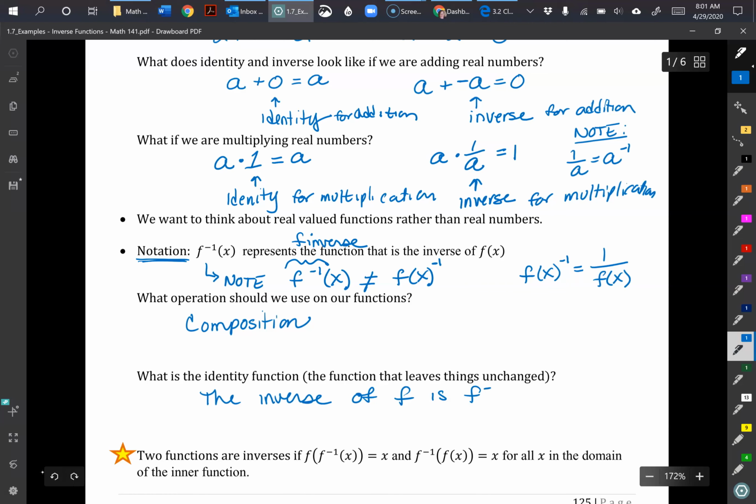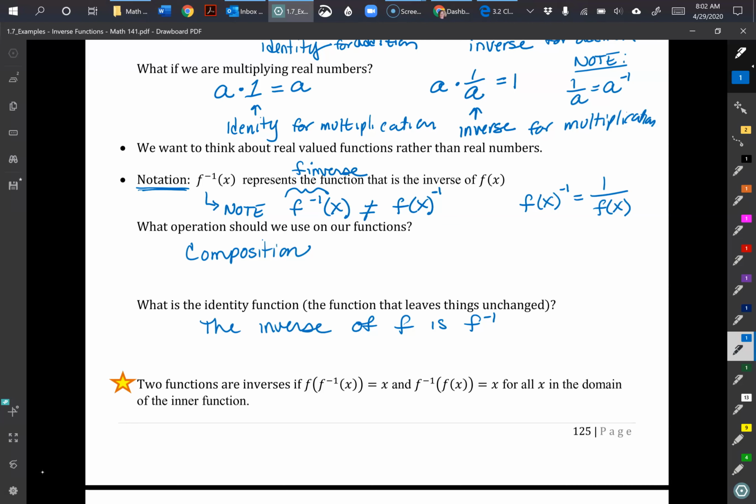Is f inverse, like that. We write it right like that. Two functions are inverses if f of f inverse of x equals x, and vice versa. That has to work the other way around too: f inverse of f of x equals x for all x in the domain of the inner function. So we do have to list that out in our domain.